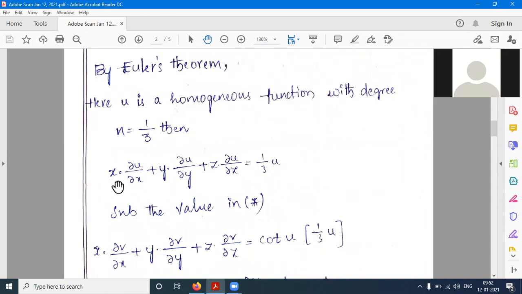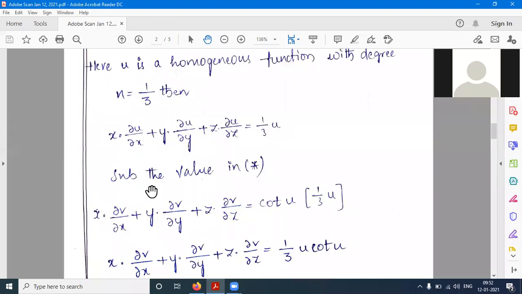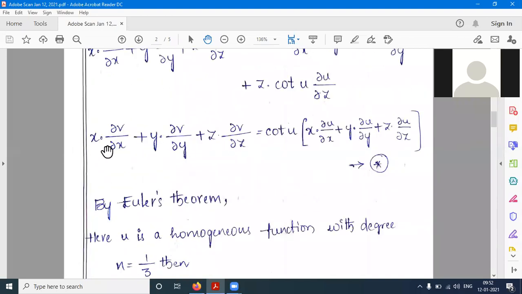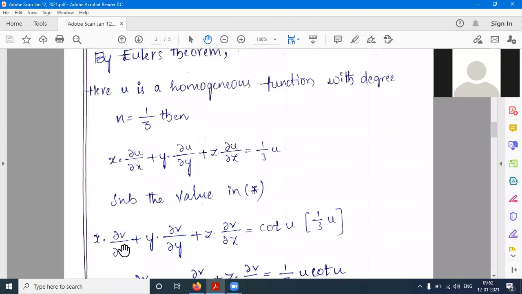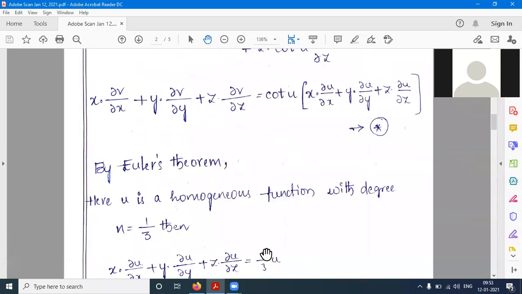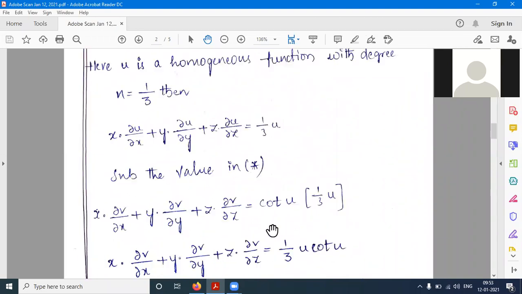Then x ∂u/∂x plus y ∂u/∂y plus z ∂u/∂z is equal to 1/3 into u, which we have to substitute in equation number star. So x ∂v/∂x plus y ∂v/∂y plus z ∂v/∂z is equal to cot u is there, so cot u.